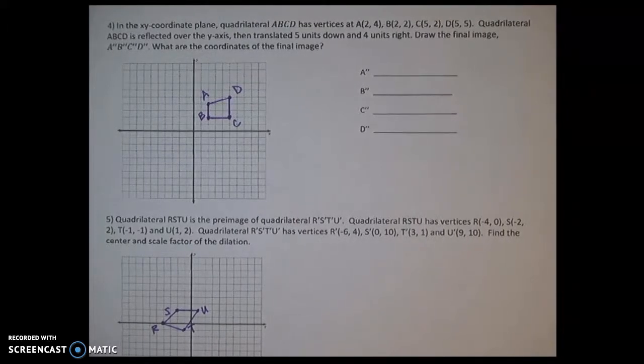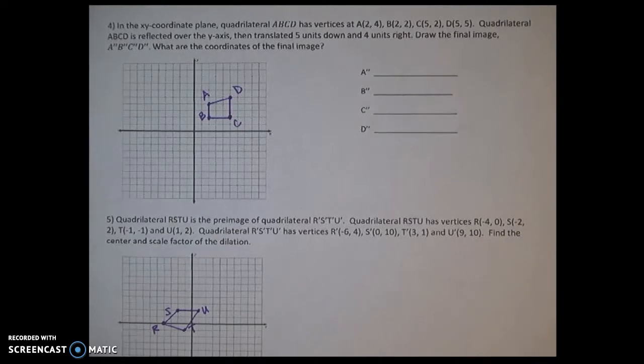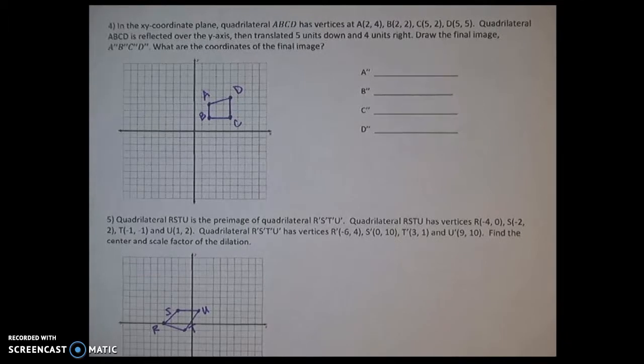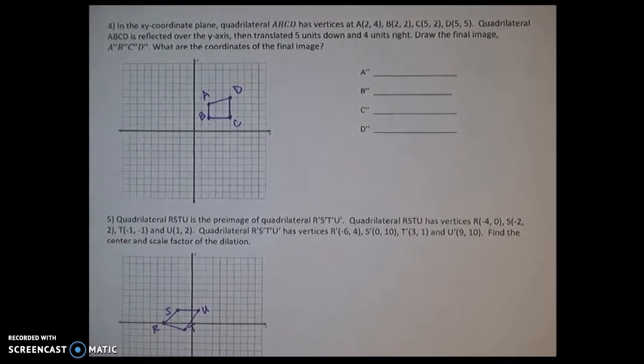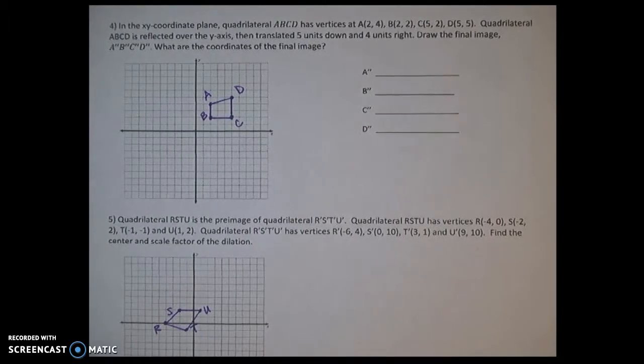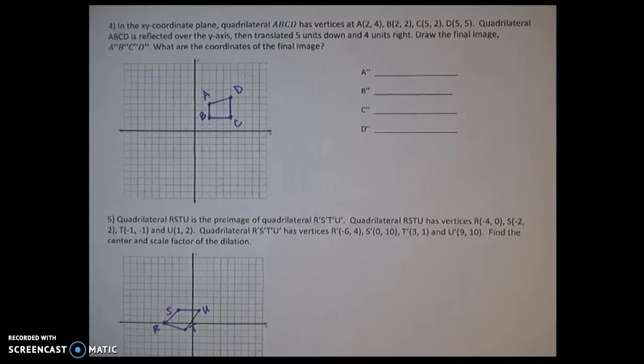Alright, so in this video, kids, I'm going to try to get a little bit further. I've got page 2 here, so we are on number 4. In number 4, you can see that I have already graphed the quadrilateral ABCD with those vertices. Quadrilateral ABCD is reflected over the y-axis and then translated 5 units down and 4 units right.